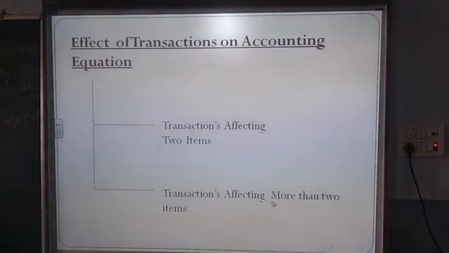Next, transactions affecting more than two items. There may be transactions where the effects will be more than two. It means cash will be impacted, capital will be impacted, and one more item will be impacted. So we will do it by example.